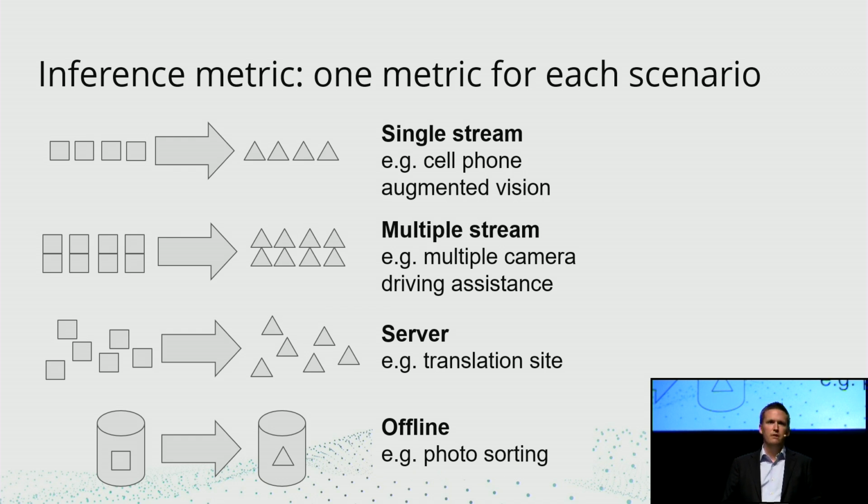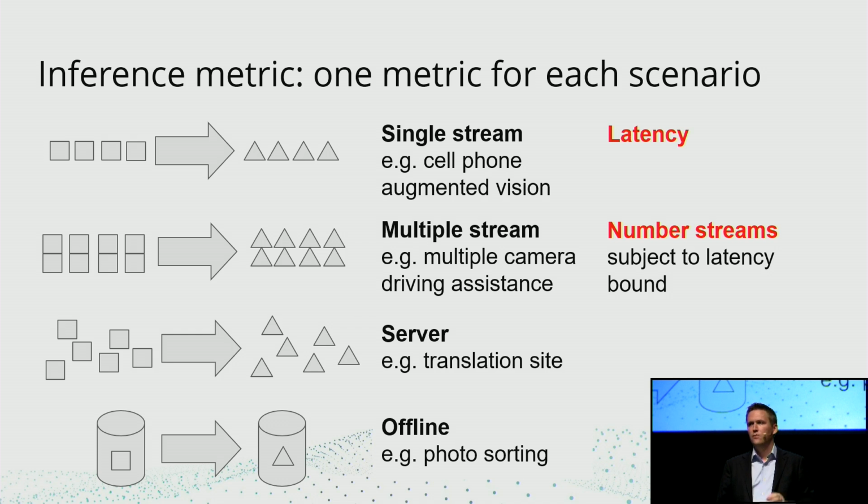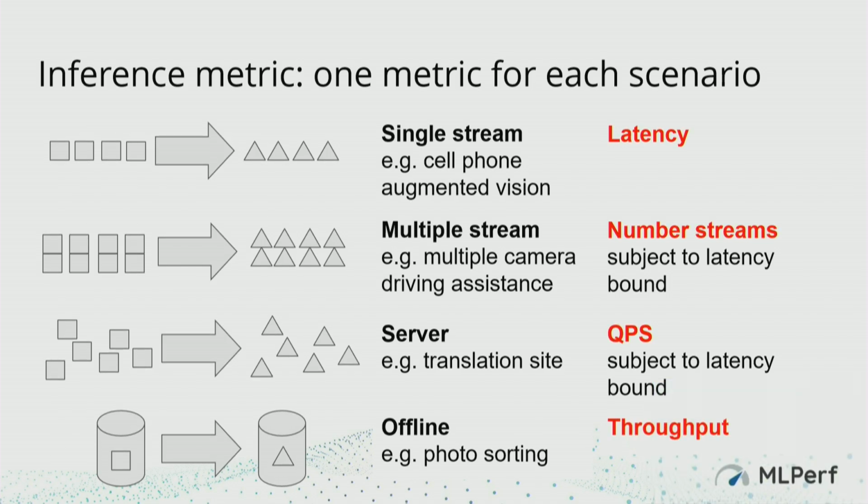Because we have these 4 different scenarios, we actually have 4 different metrics, one for each of the scenarios. For single stream, it's all about latency. How fast can you process each of those inputs? For multiple stream, we give you a latency bound, and then we ask, how many streams can you support while still meeting that latency bound? How many cameras per chip, for instance? For server, we have QPS, and for offline, we have throughput.